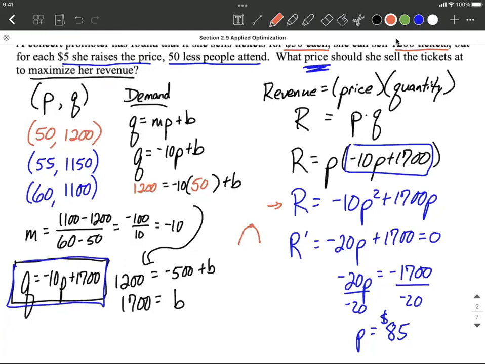We could do the second derivative test if we wanted to. Our double prime would be negative 20. And that's always negative, indicating concave down. Concave down everywhere, which we can see from that graph up there, indicates that we're going to have a maximum at that value of P. All right, hope this helps out. Good luck on maximizing revenue.